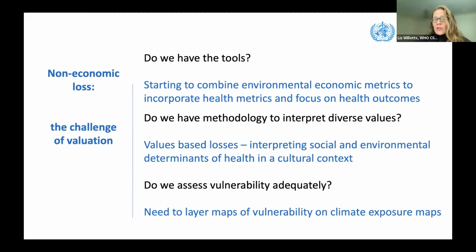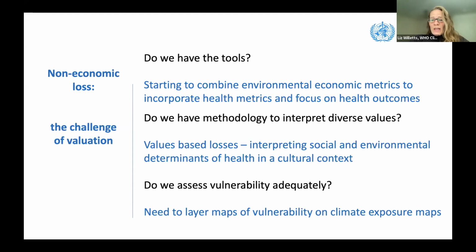First, do we have the tools? One problem is that we are essentially designing the environmental economic tools that are incorporating health metrics at the same time that we are in negotiation to make decisions on how to value loss and damage, specifically non-economic loss and damage. So we are pacing the development of the work with leaders in the field at the same time we're trying to make decisions. That's very challenging.